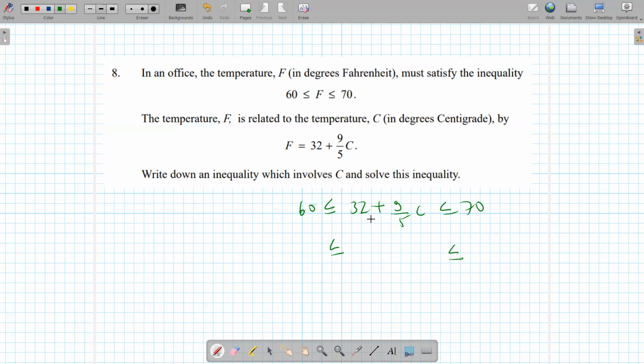You have to subtract 32. That's the only play. You can't divide by 9. You can't multiply by 5. So you get 28 here. You get 38 here, 9 over 5C. What's next? You divide by 9 over 5. Yeah. Or you can multiply by 5 now, and then you divide by 9, which is the same thing as dividing by 9 over 5. And whatever this is on a calculator is going to be your final answer. Cool?